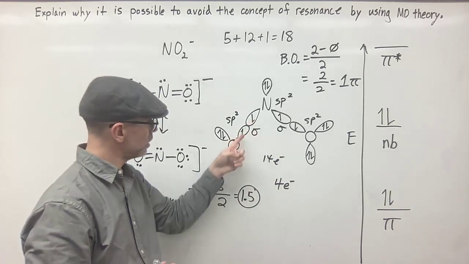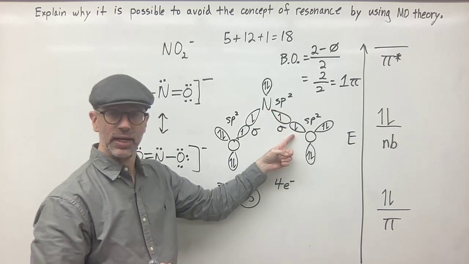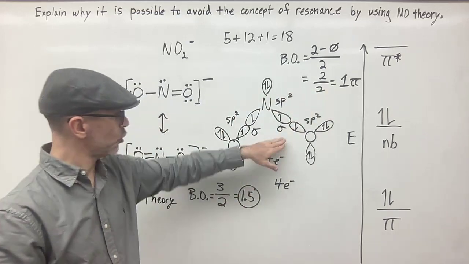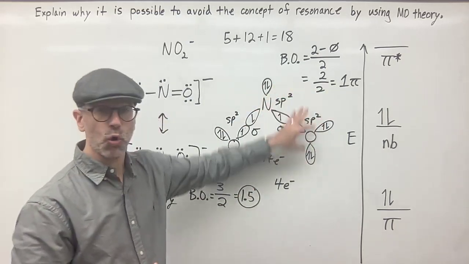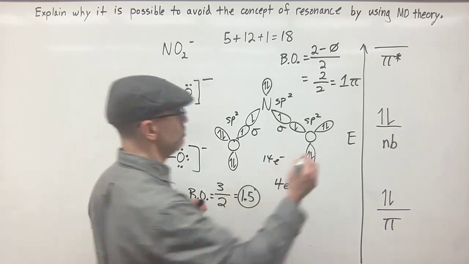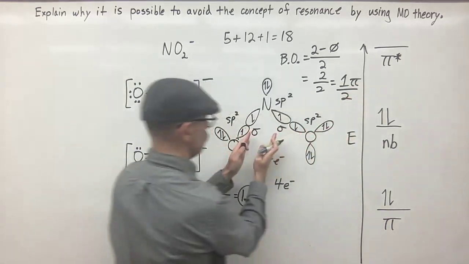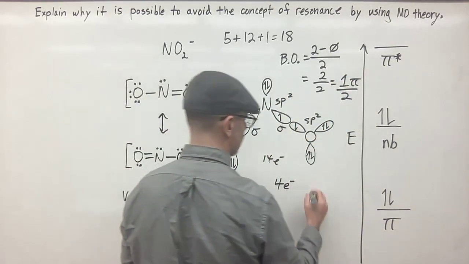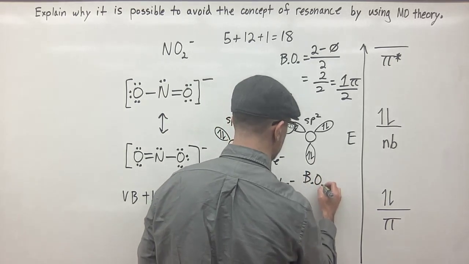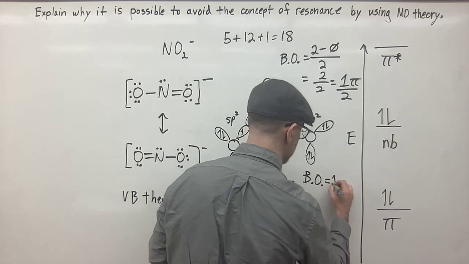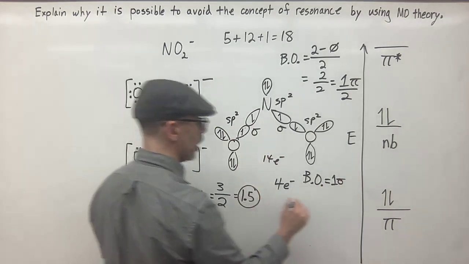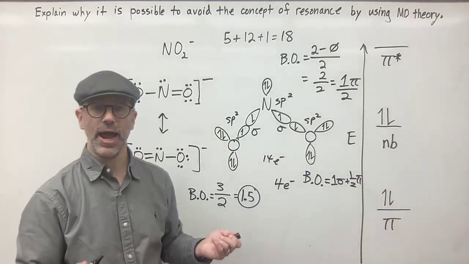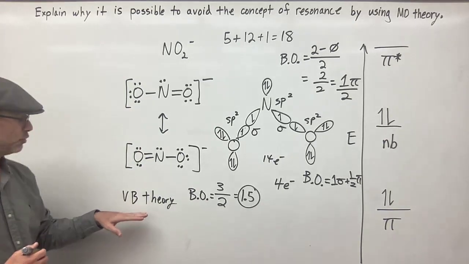You'll notice that I have a sigma bond here and a sigma bond here already. So it's going to be a full sigma bond plus half of a pi bond. So the total bond order is going to be 1.5. This one pi bond is divided by 2 among them. So again, the total bond order is going to be equal to 1 sigma bond plus a half of a pi. So that's 1.5, just like we saw over here using valence bond theory.